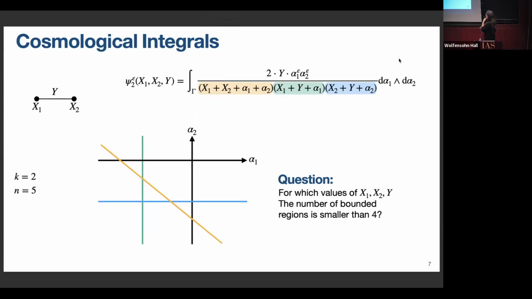So as I said, you need to remove the coordinate axis, and then this will be the yellow line corresponding to this one, the green line, and the blue line. And the question I'm interested in together with psi A is for which values of x1, x2, and y the number of bounded regions in this real arrangement is smaller than 4.